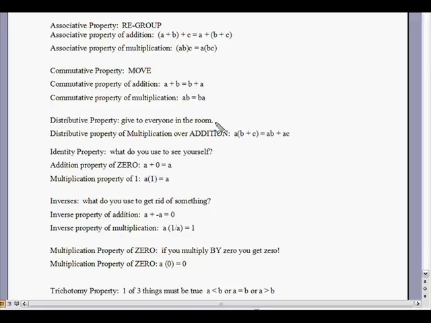The distributive property is very, very specific. It will distribute to everyone in a room, which is another way of saying that if there's multiplication on the outside and addition in the inside, then you can multiply what's outside to everything in the inside. A times B and also A times C. Please be aware that this only works for multiplication on the outside and addition in the inside.